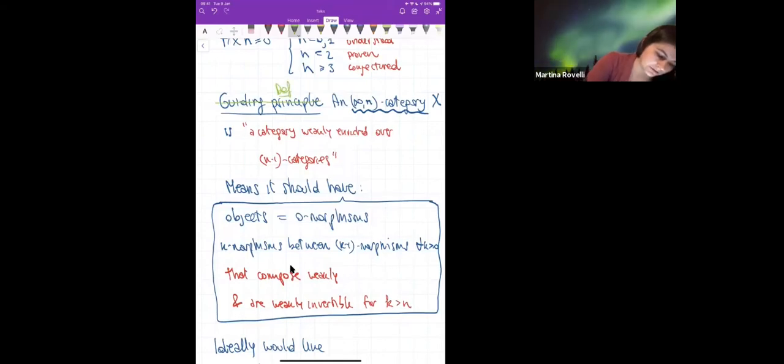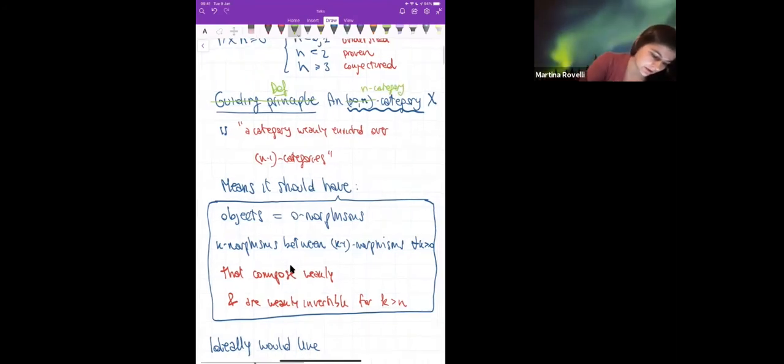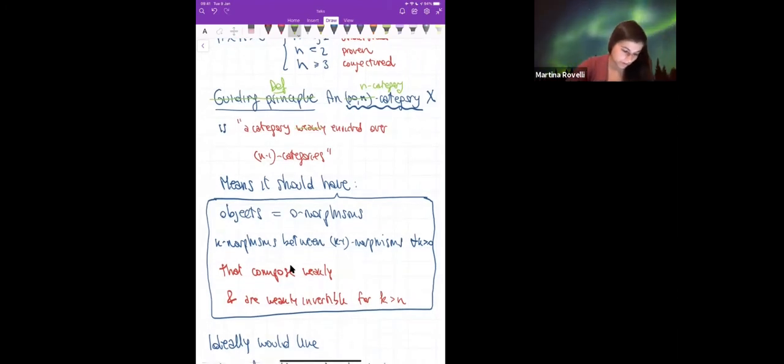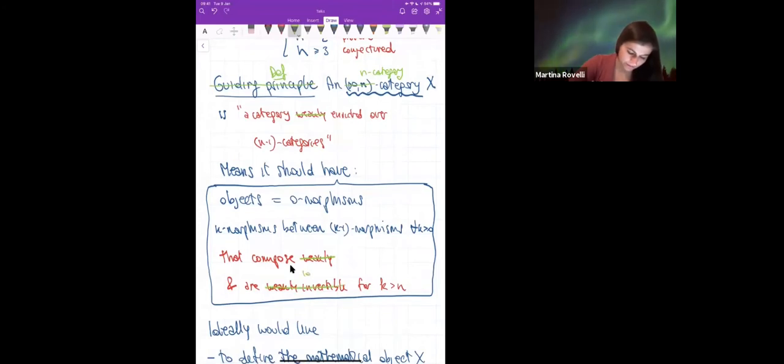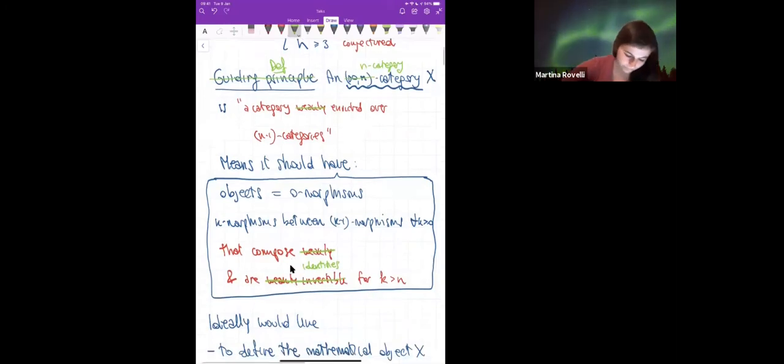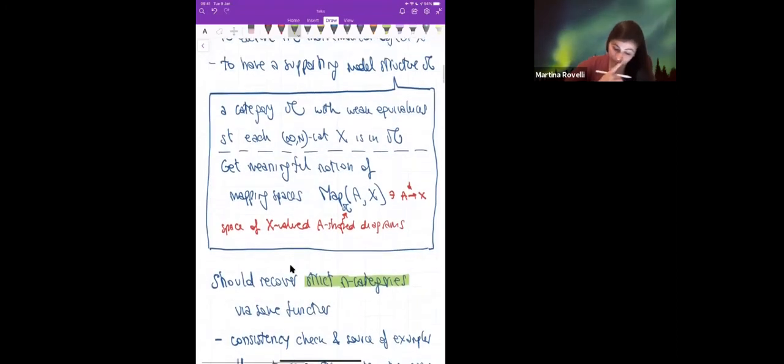So a strict n category X is a category strictly enriched over n-1 categories, and it's going to have objects and morphisms in each dimension that now compose strictly and that are identities when the dimension passes the critical value of n. Okay, so what do I mean that I want to recover strict n categories? It means that I'm hoping, whatever M is, to find some good construction that allows me to interpret every n category as an object of M, hopefully even an infinity n category.